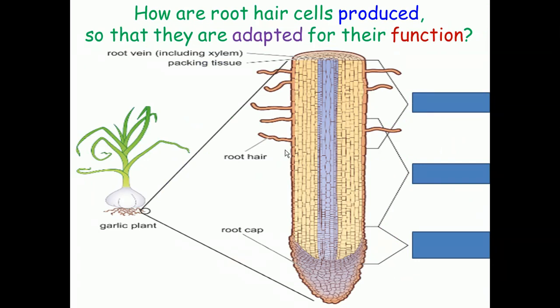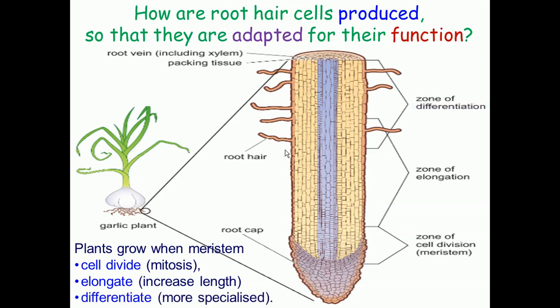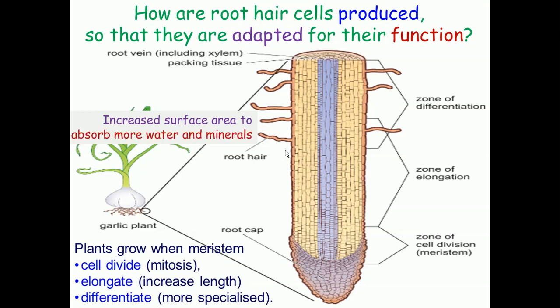Growth in the shoot happens exactly like growth in the roots. So it involves the same three stages, where meristem cells divide by mitosis, which produces more unspecialized cells. These cells elongate and increase the length of the plant, and then they differentiate to become more specialized. An example in the roots would be the root hair cells produced, which have an increased surface area so that they can absorb more water and minerals.